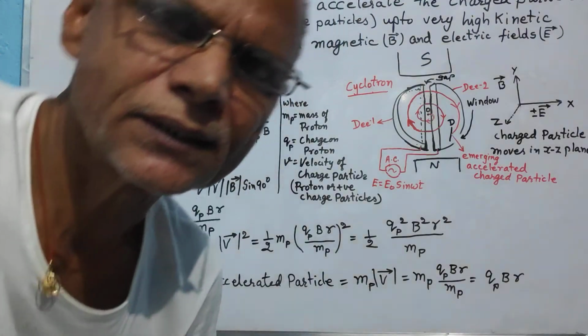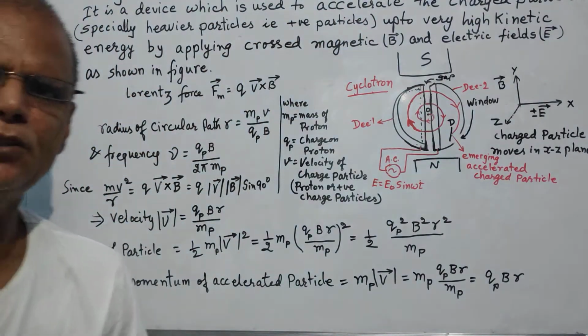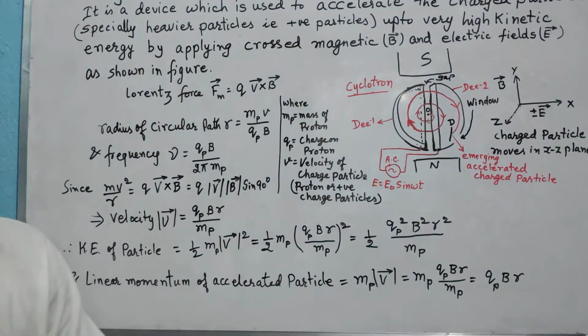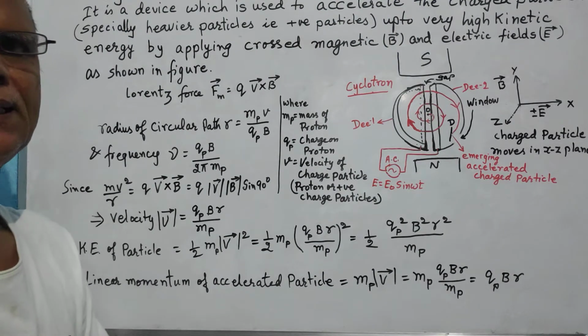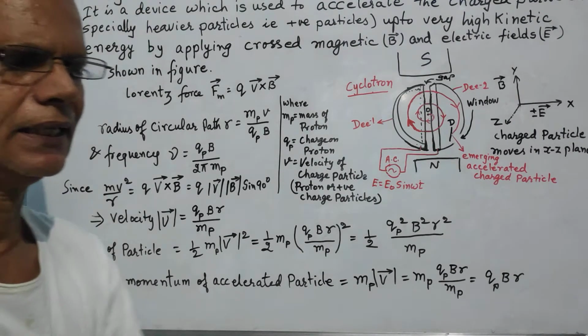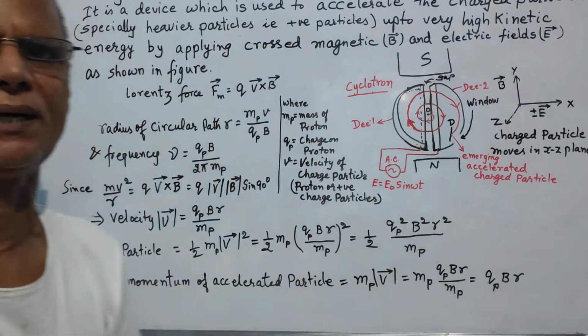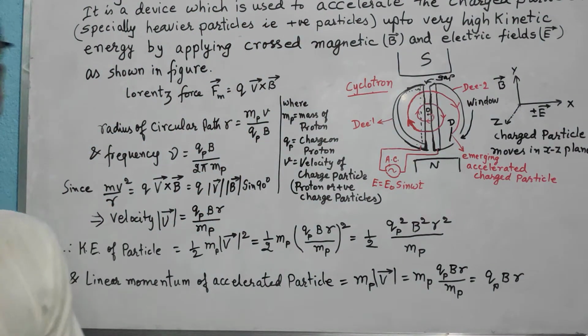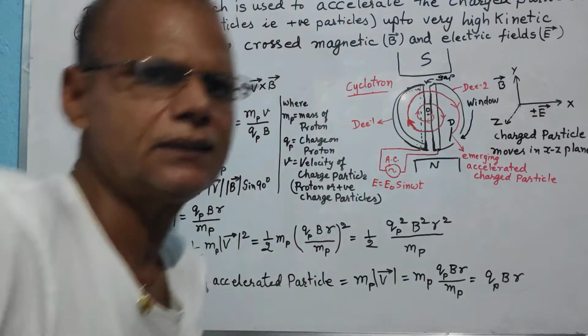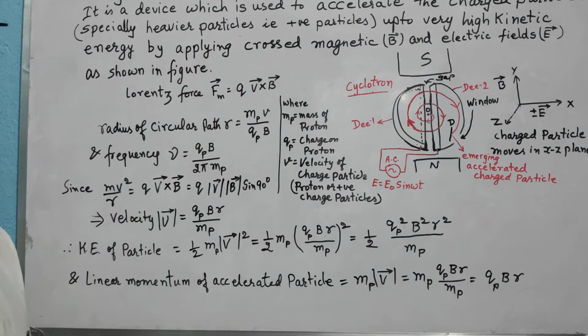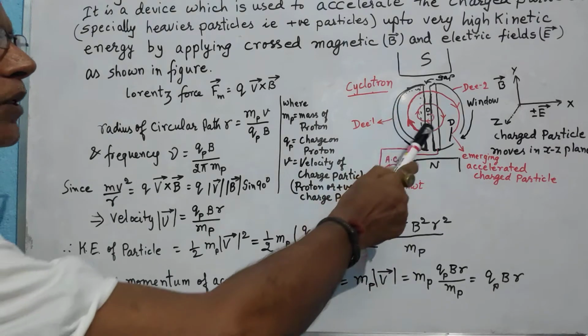Dear students, today we will continue discussing the cyclotron. We have discussed earlier in part 1 that the cyclotron is a device which is used to accelerate charged particles. The theory and the experimental setup we have already discussed.